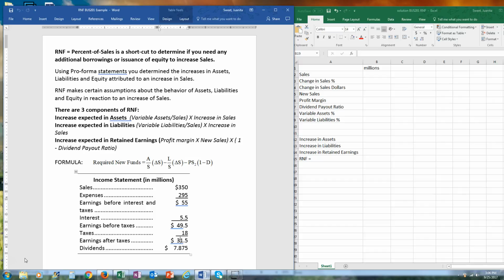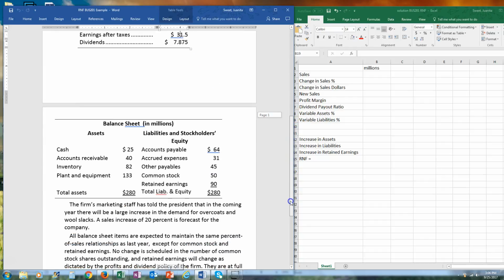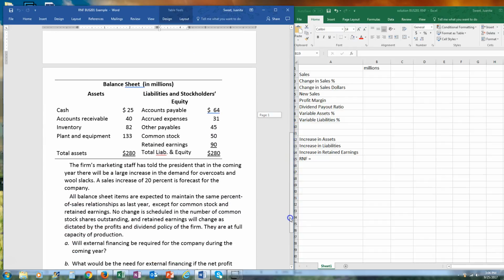You also will have a change in equity as you keep a portion of your additional sales in profit and you do not pay them out in dividends. The retained earnings section of equity will increase. So we have a problem where we are given an income statement in millions of dollars. We are also given a balance sheet in millions of dollars.